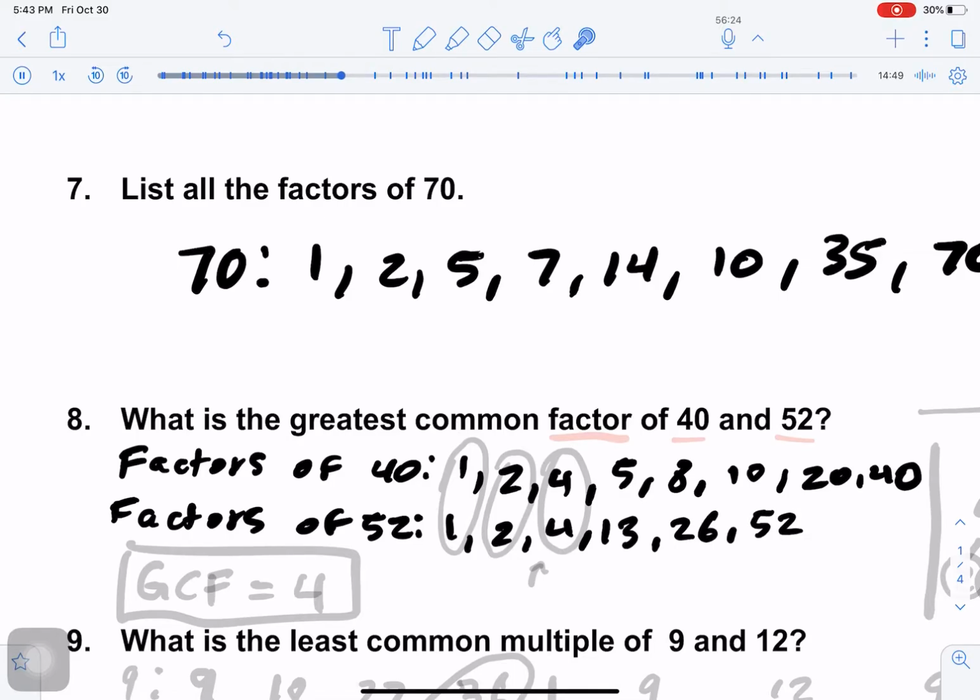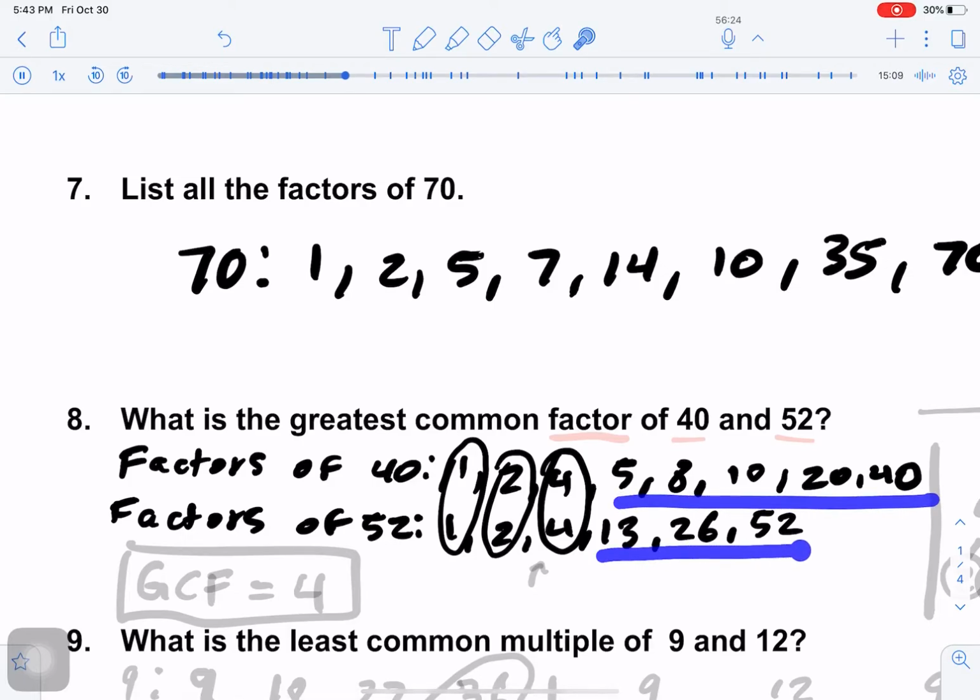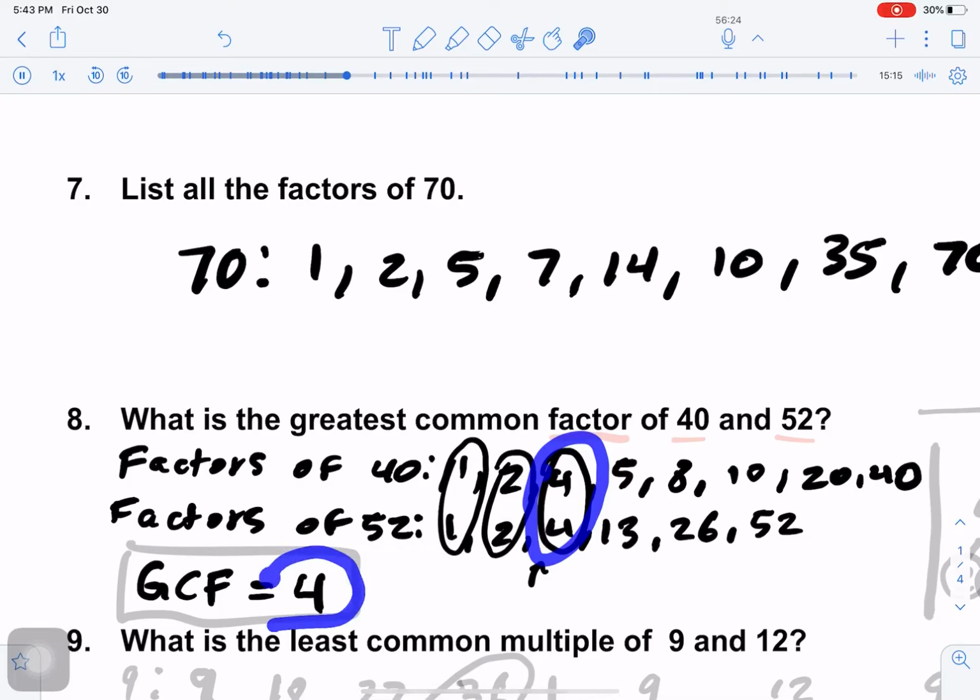Now these numbers here, I would compare from each list and circle any common ones, starting from the smallest number, like 1, going to the 2. I see that 4 is a common one, and I do not see any greater common factor between them. So using this method, I would see that the greatest one was 4, and I would write GCF equals 4.